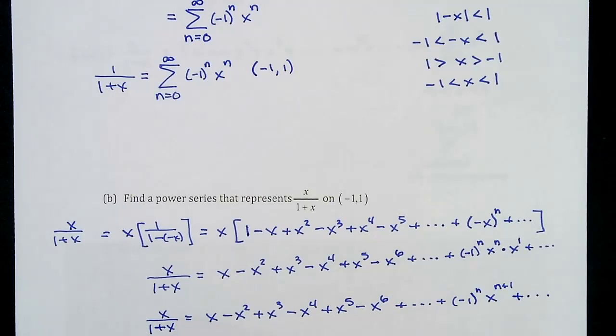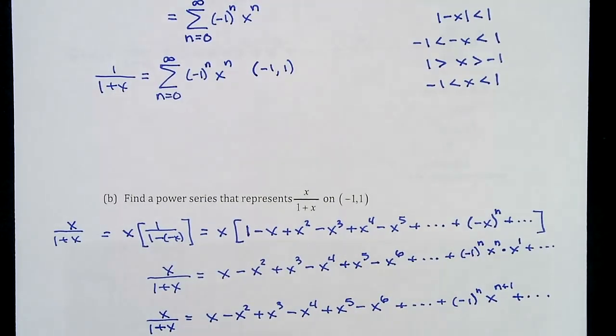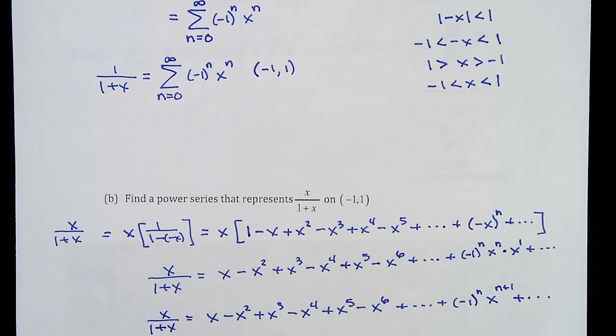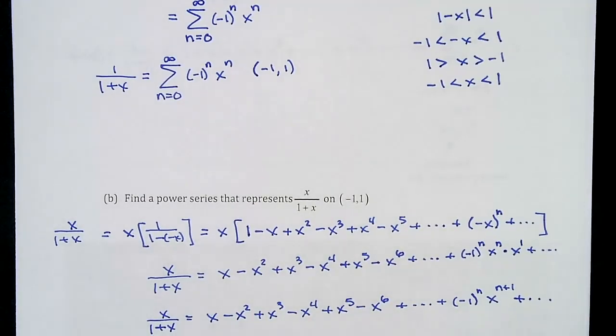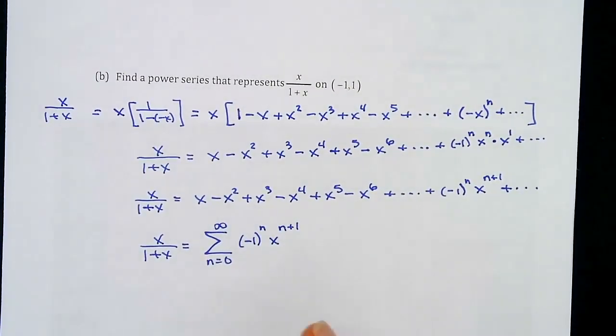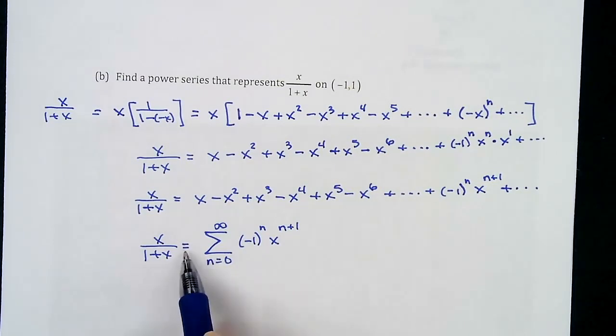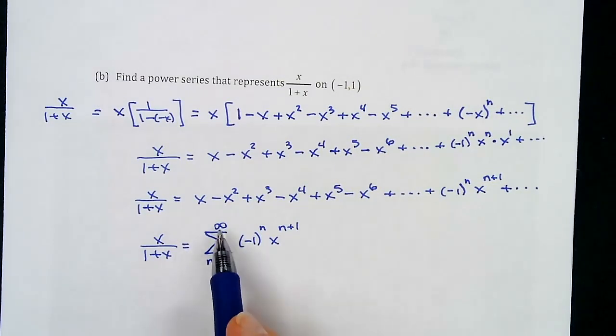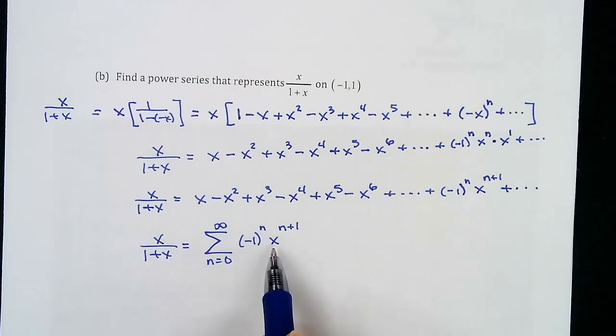So that means this function x over 1 plus x is equal to sigma, n equals 0 to infinity, of -1 to the n times x to the n plus 1 power. And you can't see it, sorry. All right, so I'm sliding it up so you can see it. So x over 1 plus x can be written in sigma notation, n equals 0 to infinity of -1 to the n times x to the n plus 1 power.